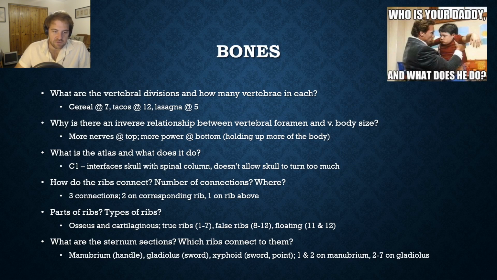What are the sternum sections? You've got the manubrium. That's the handle. So if you look at it, it kind of looks like one of those old Roman swords. So you've got the manubrium, the gladiolus, which is like the actual blade part of the sword, and then the xiphoid process, which is the pointy part. All right.